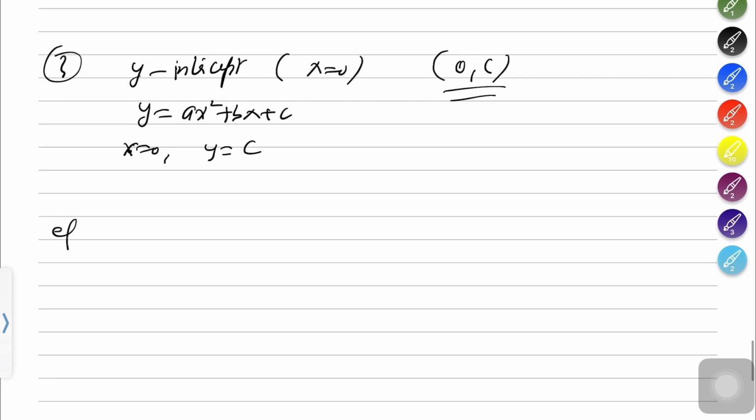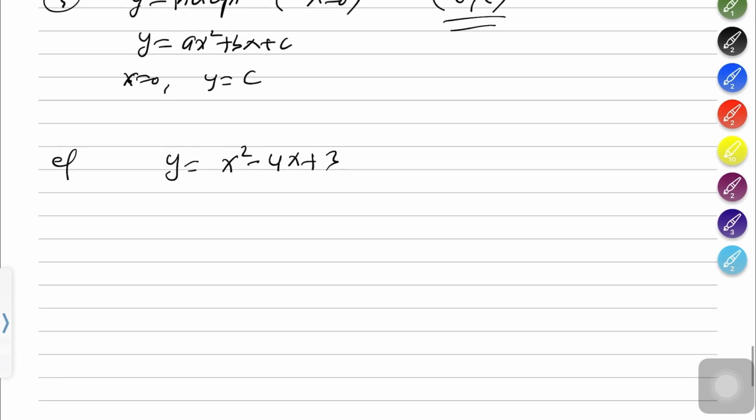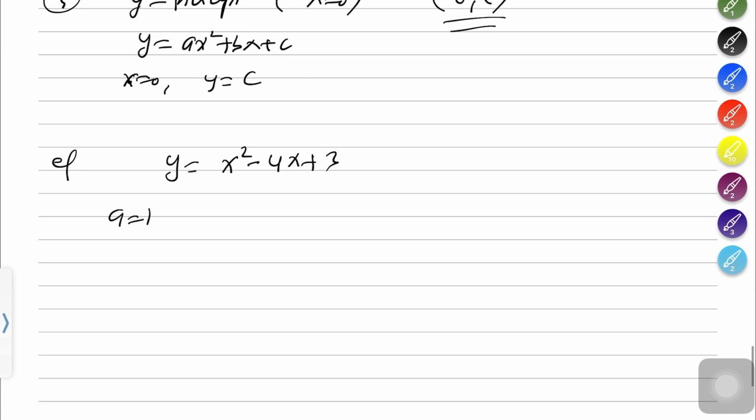Okay, let's plot a simple graph. Let's say I am plotting y is equal to x square minus 4x plus 3. Obviously a is 1 here, which means it will be opening upward. That's the first point. The second point is the vertex. What is the vertex of this parabola? You can use either method. Let me use the second method for your understanding.